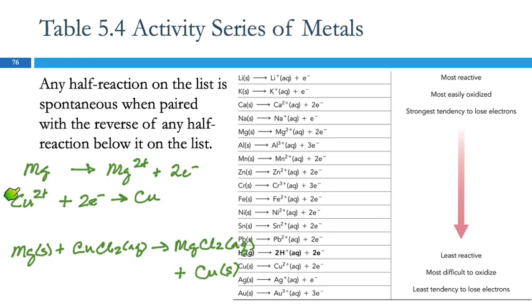Well, a lot of times we'll just be seeing half reactions, or we won't see what the anion is. We'll see net ionic reactions. So how do you look at that? So magnesium plus Cu2+, because what we need to be able to do is predict if this is going to happen or not. Is that a reaction that will happen?